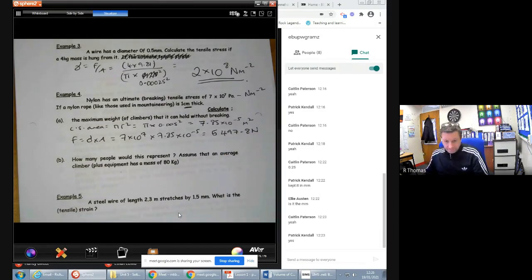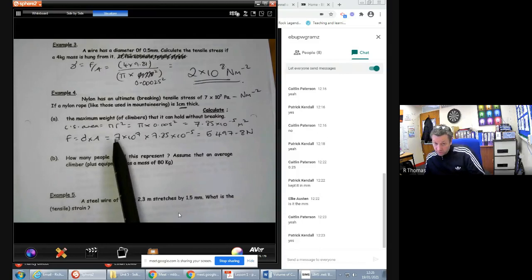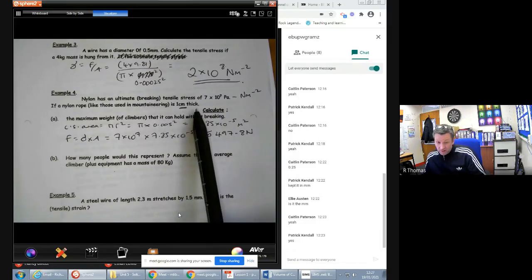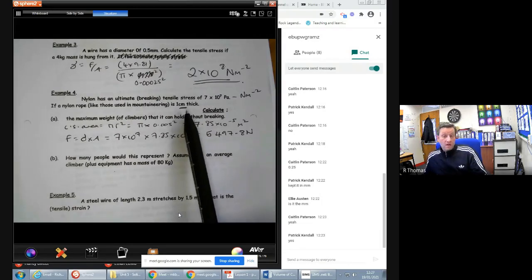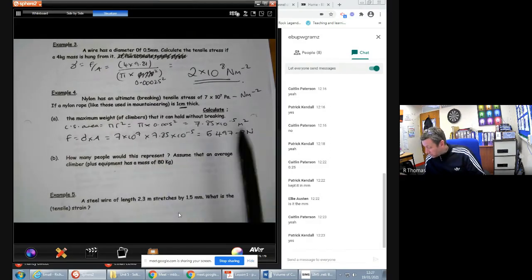Okay, so see if you agree with me. The cross-sectional area is pi r squared. It's a rope, it's cylindrical. They tell us that it's 1 centimeter thick, so the diameter is 1 centimeter, so the radius is half a centimeter, so that's 0.005 in meters. There's my pi r squared. Chuck it in, I get that.